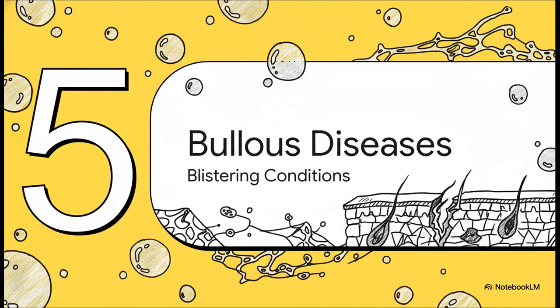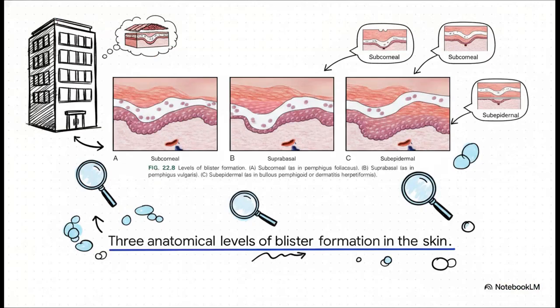We now enter our final chapter, Section 5, bullous and blistering diseases. These are severe conditions where the immune system destroys its own structural integrity. So the crucial point here is this. When a blister forms, the exact anatomical level where the skin splits dictates the diagnosis. Think of the skin exactly like a multi-story building. If the roof blows off just under the very top layer, it's a subcorneal blister. If the floor collapses right above the basement, it's a suprabasal blister. And if the entire foundation separates from the ground below, well, that's a subepidermal blister.